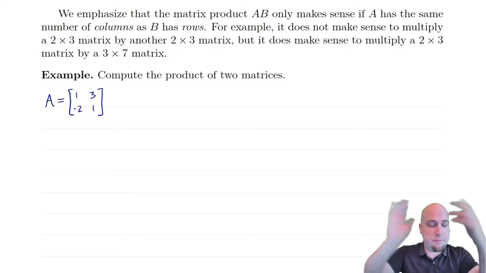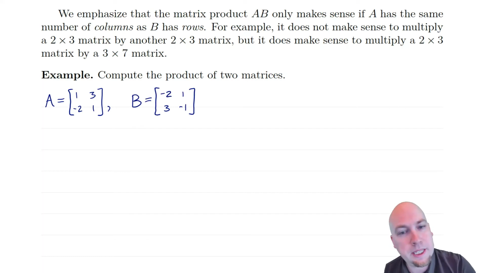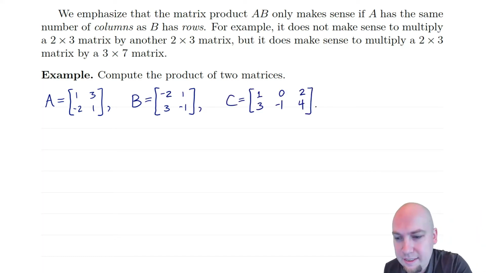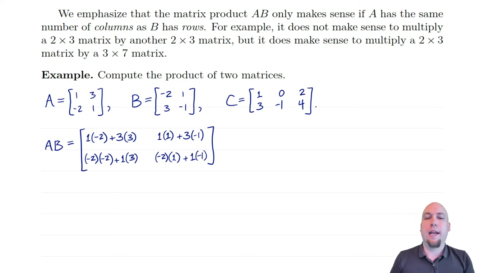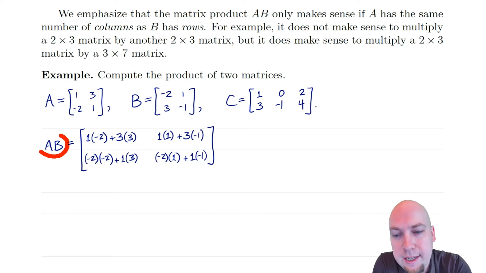So I'm just going to make up some random matrices here, and we'll compute some products of them. So A is going to be that 2 by 2 matrix, B is going to be that 2 by 2 matrix, doesn't matter what it is, C is going to be a 2 by 3 matrix. All right, and then let's compute the products here. Okay, so let's start off with the product A times B.